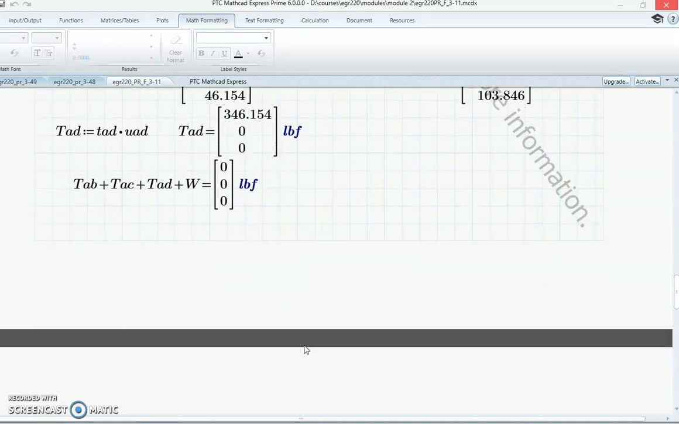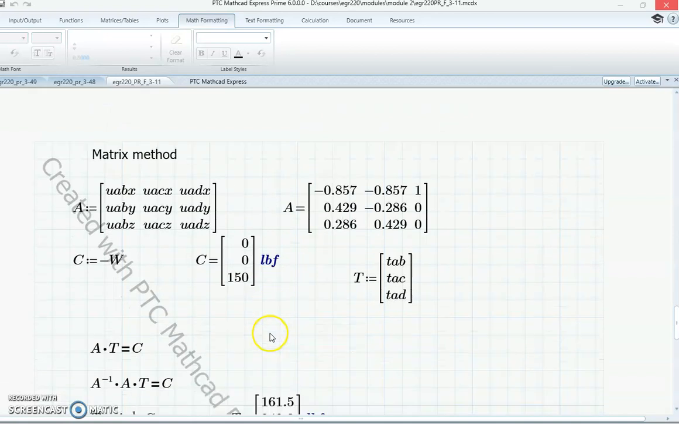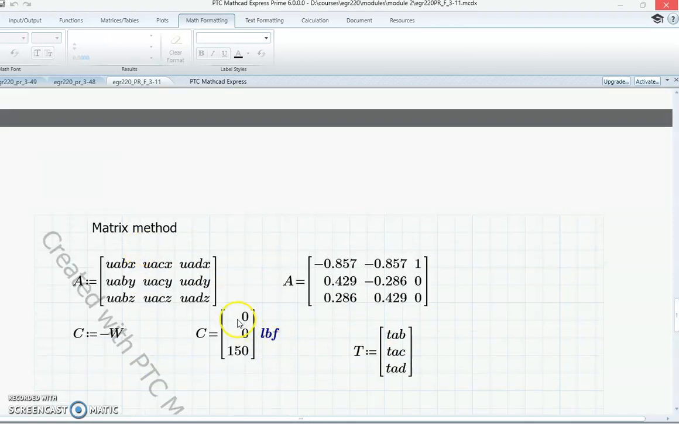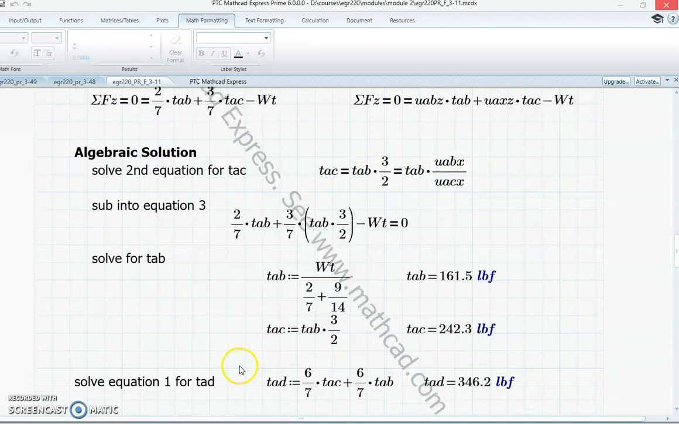Now, in terms of matrices, what I have to do is write these equations in matrix form. I'll make a vector T, which is TAB, TAC, TAD. So it'll be A times T. A is my coefficients. If you look at the equations, the first row is all X's, the second all Y's, and the third all Z's, and the columns are UAB, UAC, and UAD. So that's what I have here.